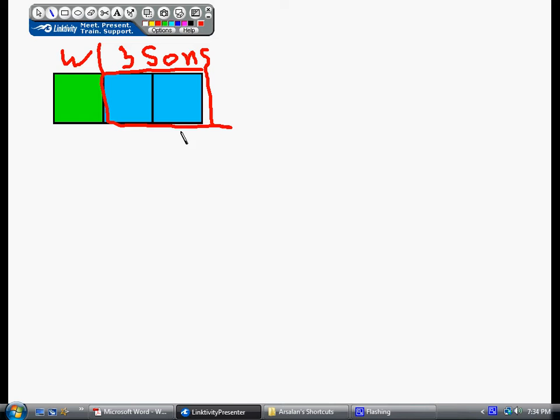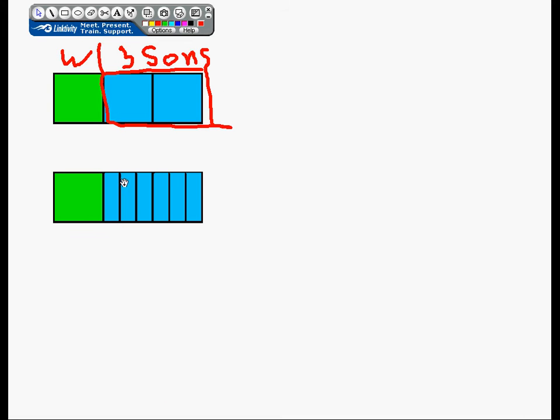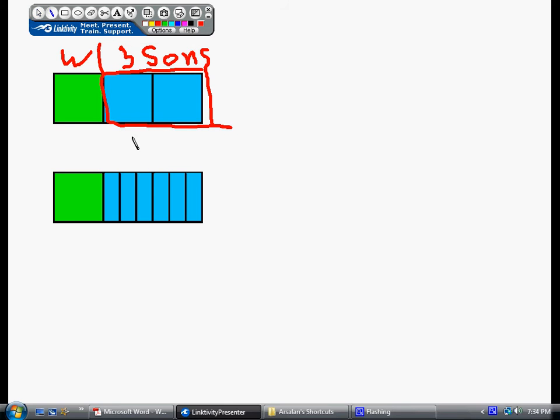One way to do it is cut each square into 3 parts and give a sliver from each square to each of the 3 sons. So let's see what that means. Okay, I cut each of the 2 blue squares into 3 parts. Take a look at it. Son 1 gets this and this, son 2 gets this and this, son 3 gets this and this.